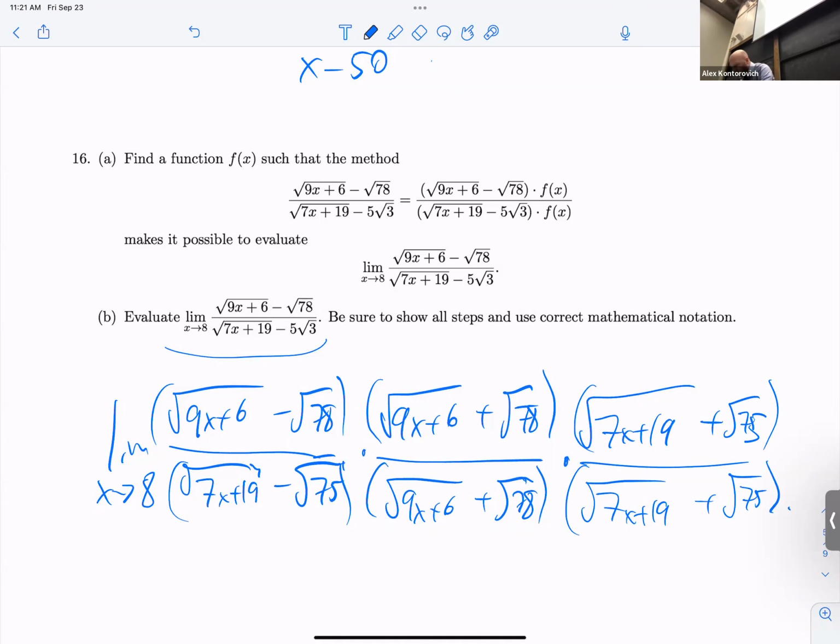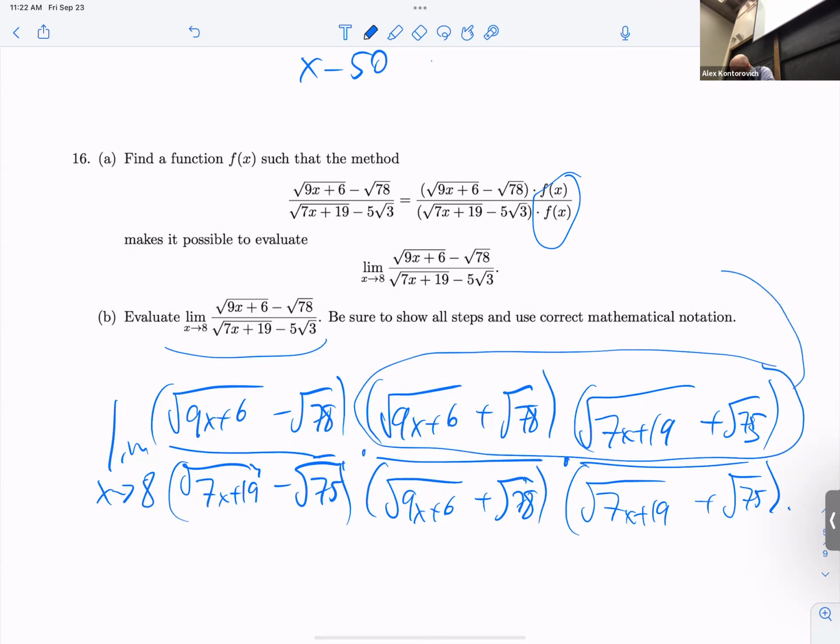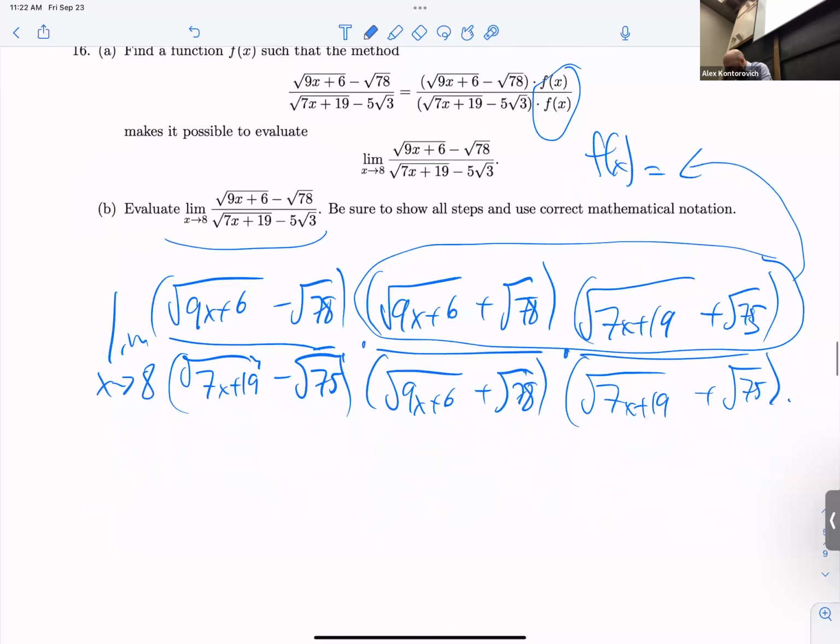Okay, so what function f do I want to stick in on top and bottom to make it possible to evaluate this? Well, this is my function f. f of x equals the numerator. I want to know what do I put on top, and of course I'll also put it on bottom, but this is the function that'll make it possible to evaluate. Okay, now what are we going to get? What's that? That's the answer to part A. Now we have to actually evaluate it. Part B is to evaluate.